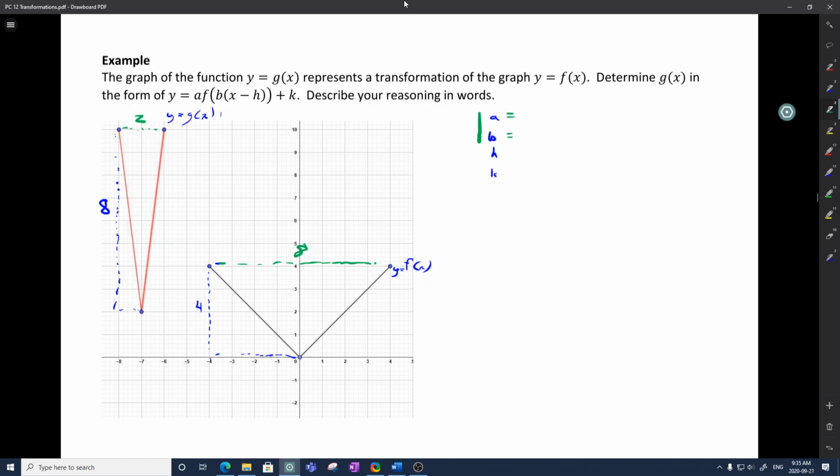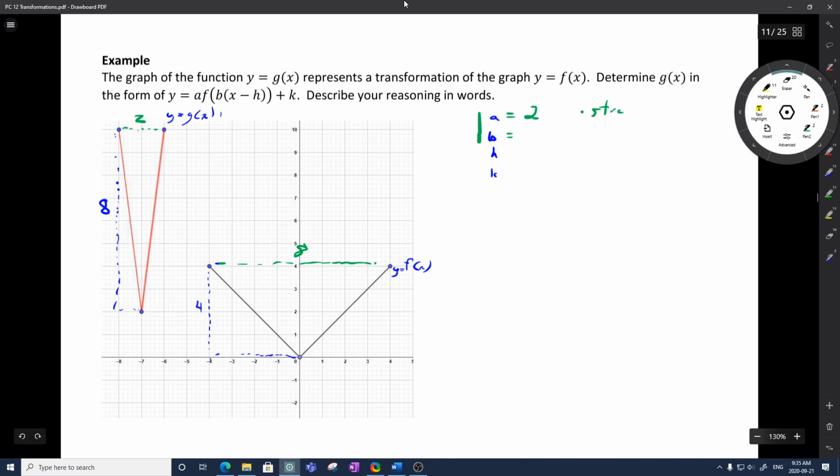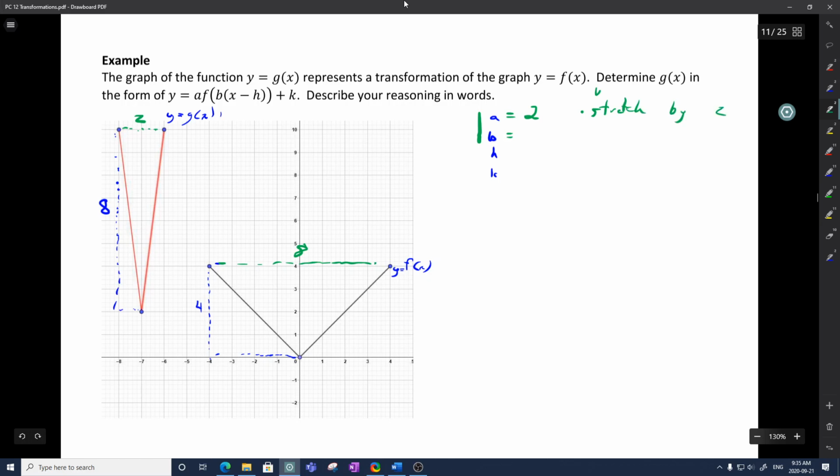But here, A, how do we go from a vertical climb of 4 to 8? Well, it's simple. You would multiply by 2. You would stretch it by a factor of 2 vertically. Maybe I'll put it in words. I would say stretch. Pardon me, that's spelled wrong. Stretch by 2. And I better put vertically stretch, right? Vertically stretch by a factor of 2.